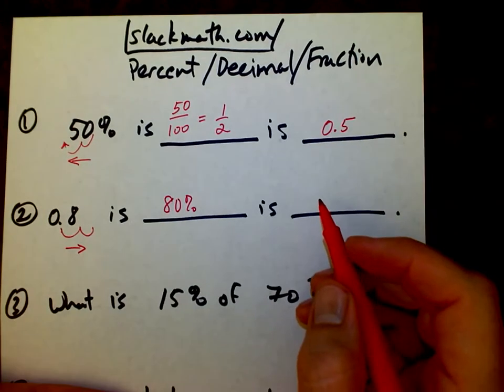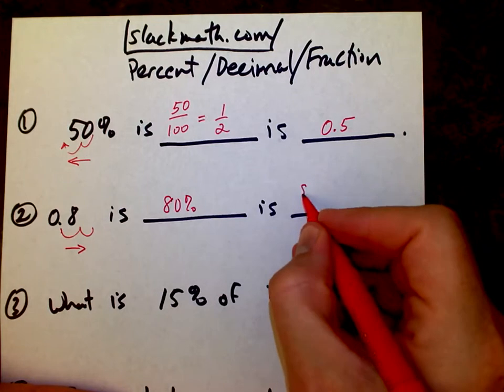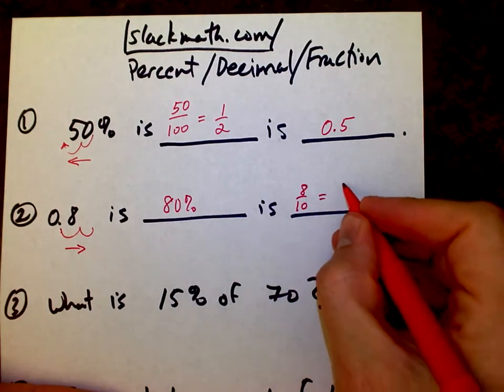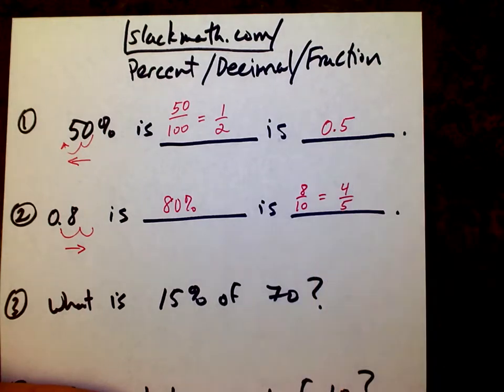How about as a fraction? Well, 0.8 is the same thing as saying 8/10. 8/10 can also be reduced as a fraction to 4/5.